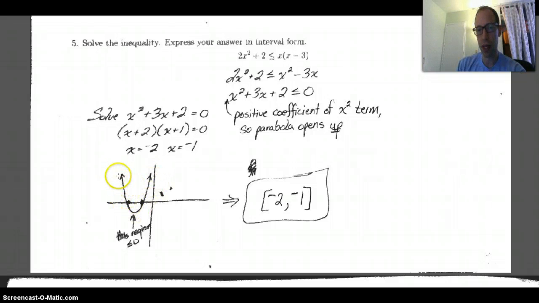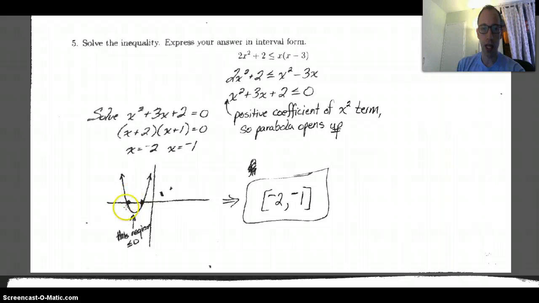How do I know it's opening up? Because this coefficient on the x squared term is positive. It's just positive 1, which means the parabola will open up. And now the final question is, how do I deal with that less than or equal to? So I want to know when this function right here is less than or equal to 0. Well, that would be anywhere right here, because everywhere to the left of that and to the right of that, I'm going to be above 0. But here I'm going to be less than or equal to 0.